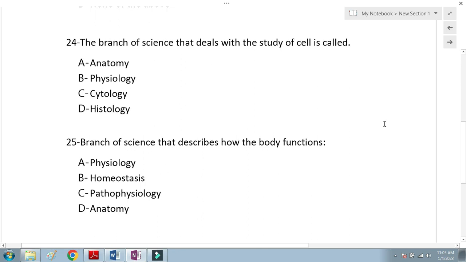Next question, question number 24. The branch of science that deals with the study of cells is called option A anatomy, option B physiology, option C cytology, option D histology. The correct answer is cytology. Histology is related to the study of tissue.